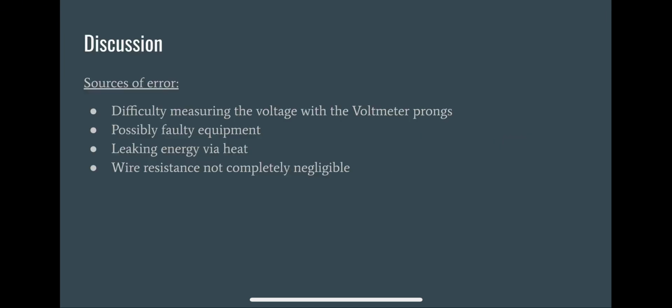Some sources of error in this lab are that we had difficulty measuring the voltage with the voltmeter prongs. There was possibly faulty equipment. There could be leaking of energy via heat in the bulbs, and the wire resistance in the wires and also our voltmeter equipment could not be completely negligible.